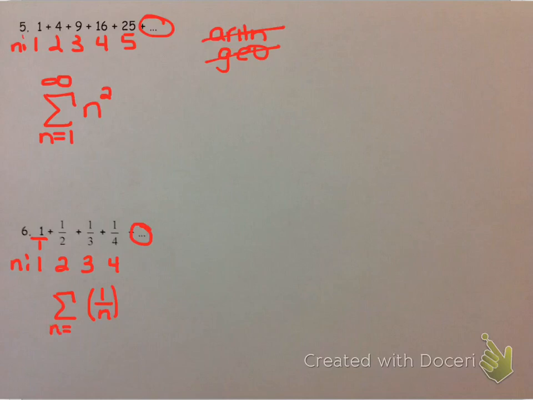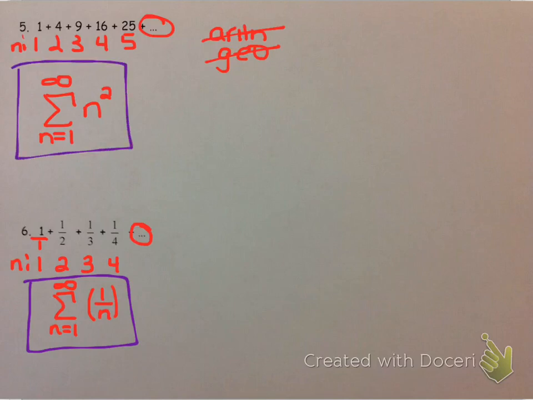We started with term number 1, and the ellipses at the end means that we're going to keep on going for all eternity. So those are the two sigma notations for those patterns. So just because something's not arithmetic or geometric, number 1 doesn't mean you can't find a pattern for it, and number 2 doesn't mean you can't write sigma notation for it.